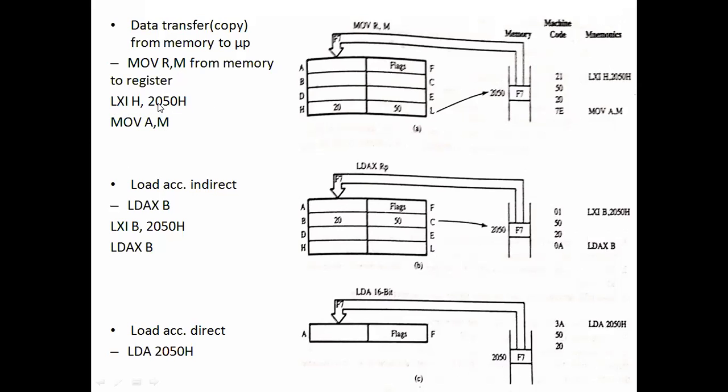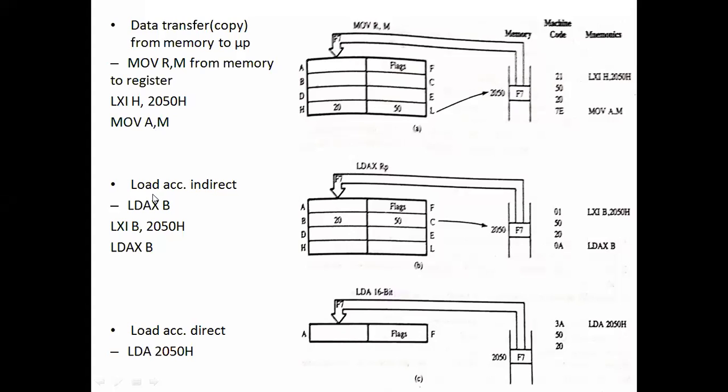So this will load 2050 in the HL pair, and then MOV A, M will copy the content of the memory whose address is present in the HL pair, that is 2050, into the accumulator. So whatever is the content of 2050, that is F7, it will be copied into the accumulator.